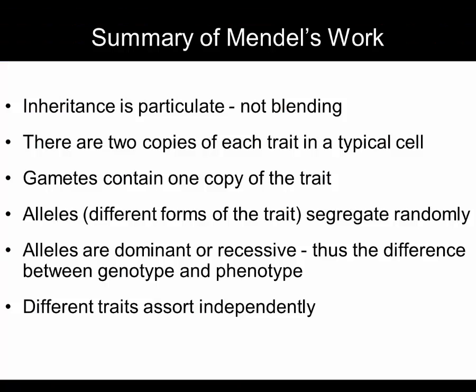Let's start by quickly reviewing Mendel's discoveries. He showed inheritance is particulate, with units he termed genes. There's no blending. Most cells have two copies of each gene, but gametes only have one. There can be different alleles or forms of each gene, and they segregate randomly. Alleles are dominant or recessive, and a homozygous dominant individual and heterozygous individual will display the same phenotype despite having different genotypes. Different genes will sort independently.